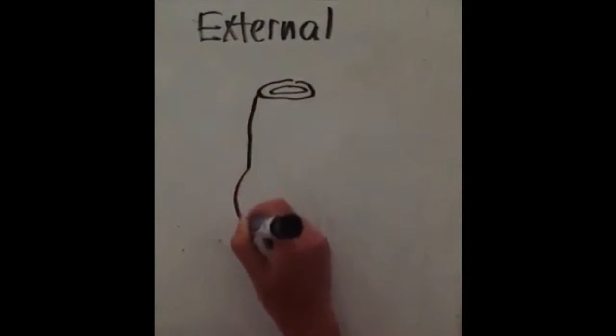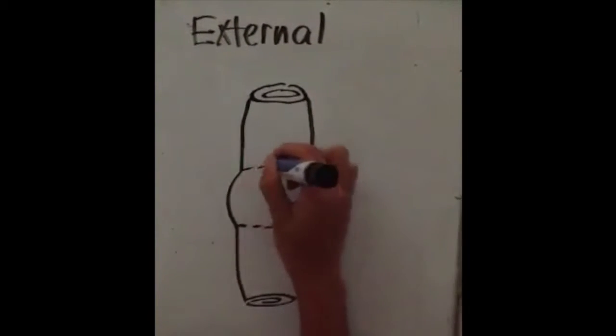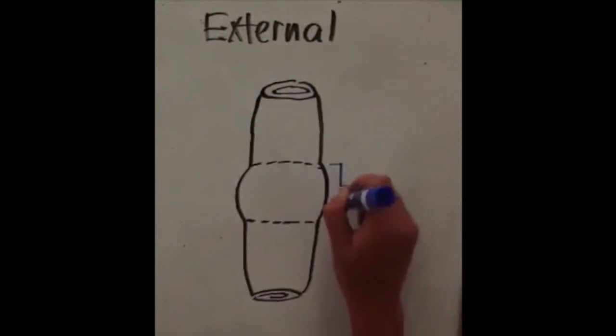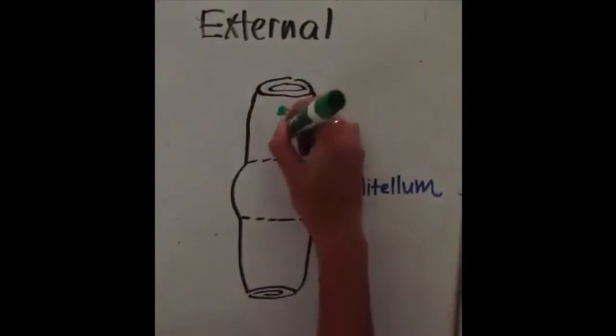The clitellum in leeches is only visible during mating season and is where fertilization occurs. Leeches reproduce sexually, and they are also monoecious, meaning that they have male and female organs in the same individual. However, they tend to mate with other leeches.